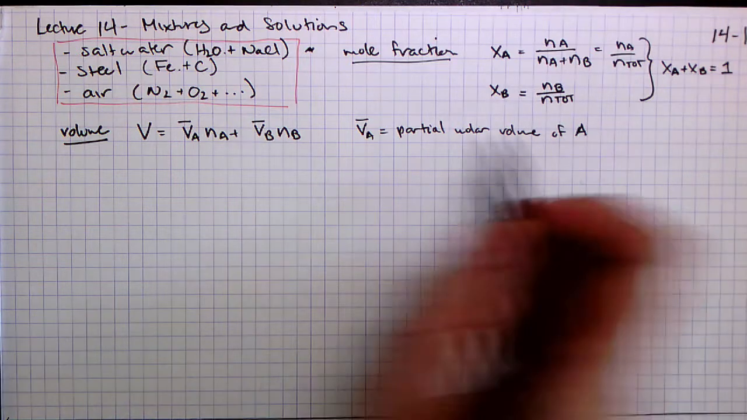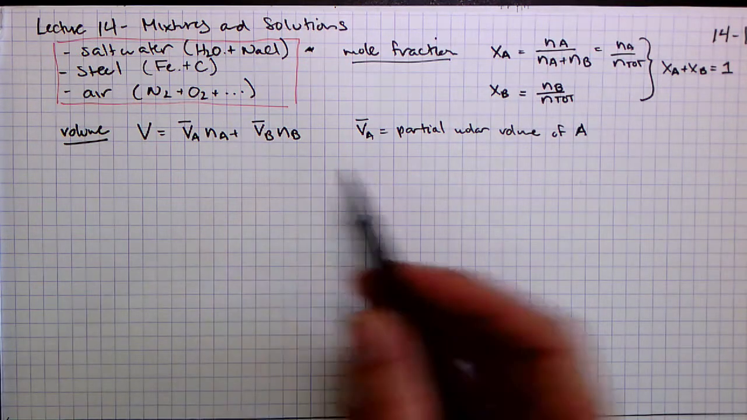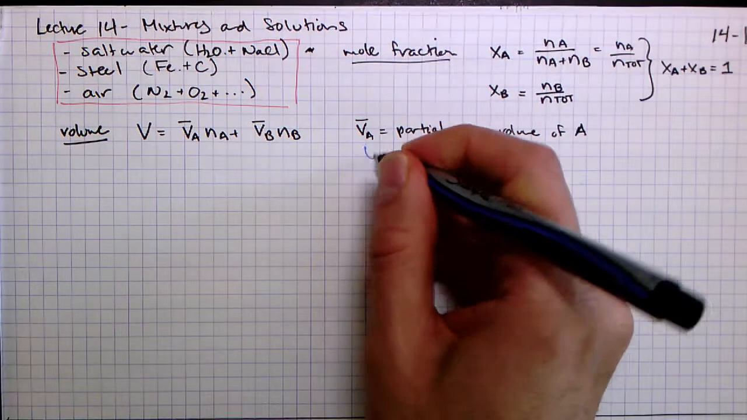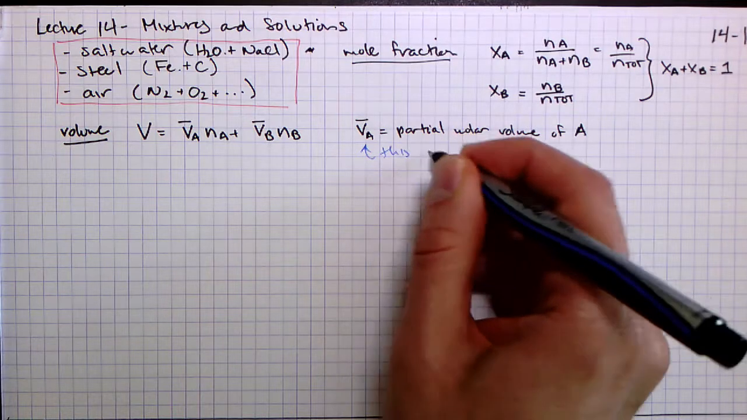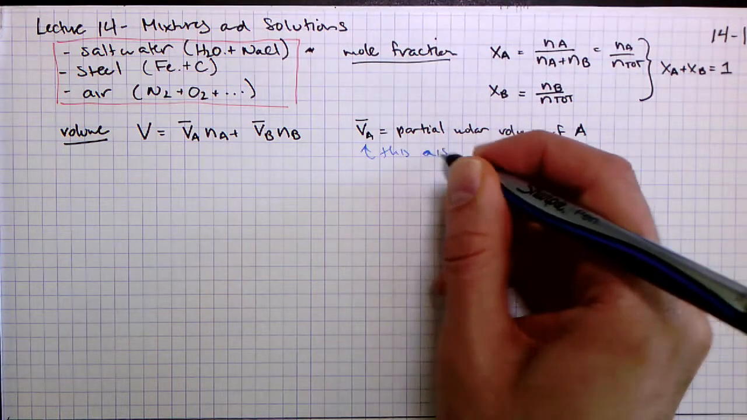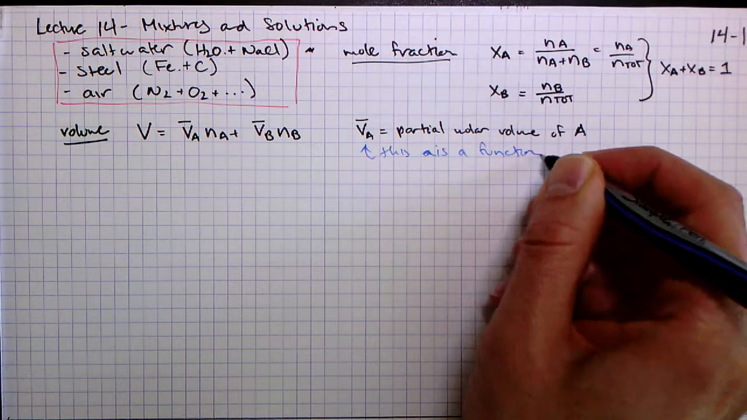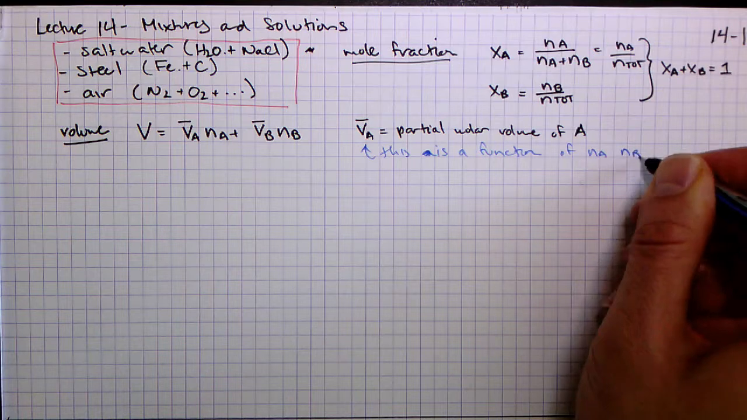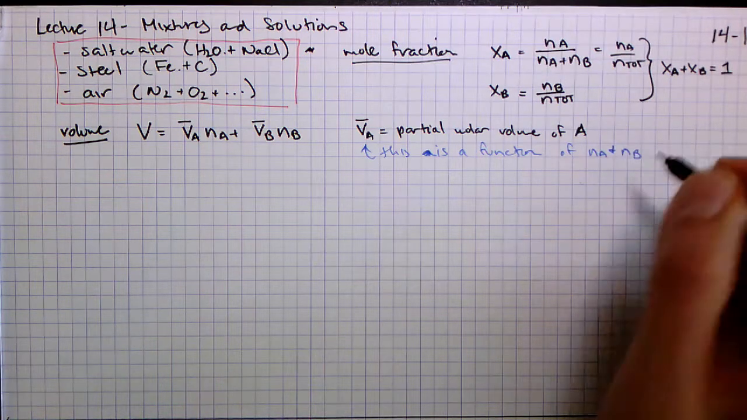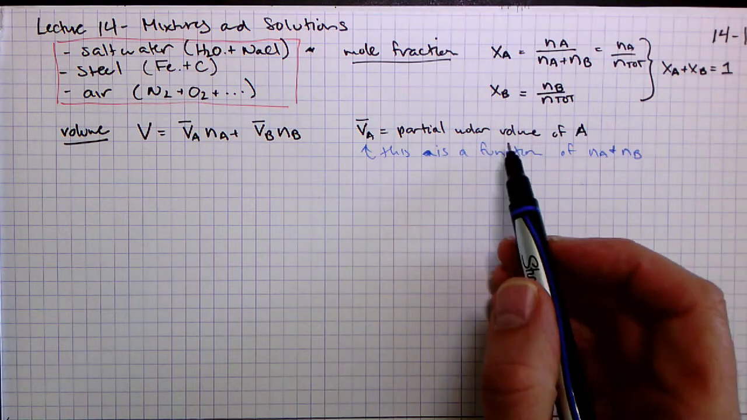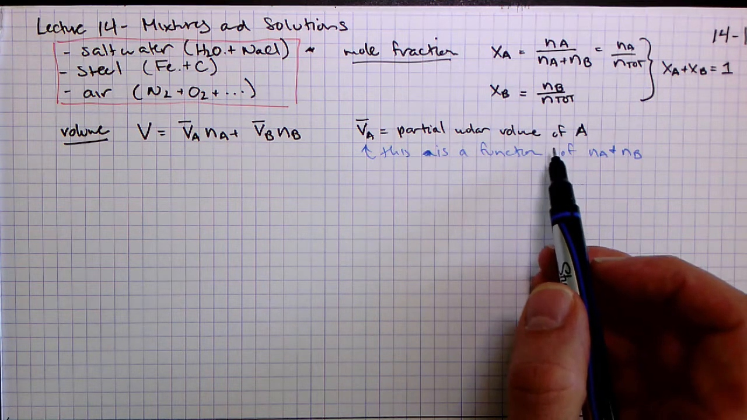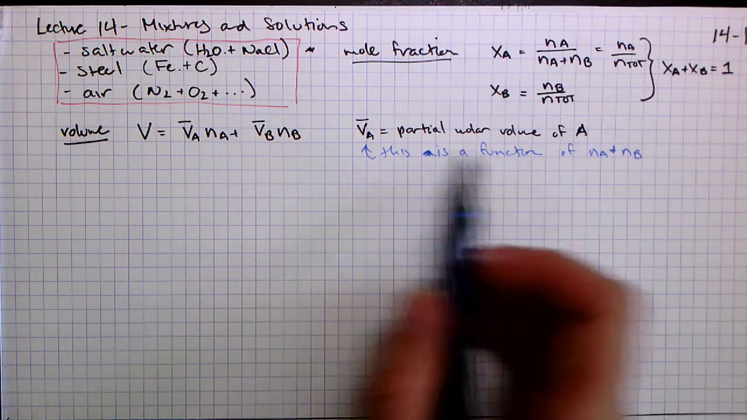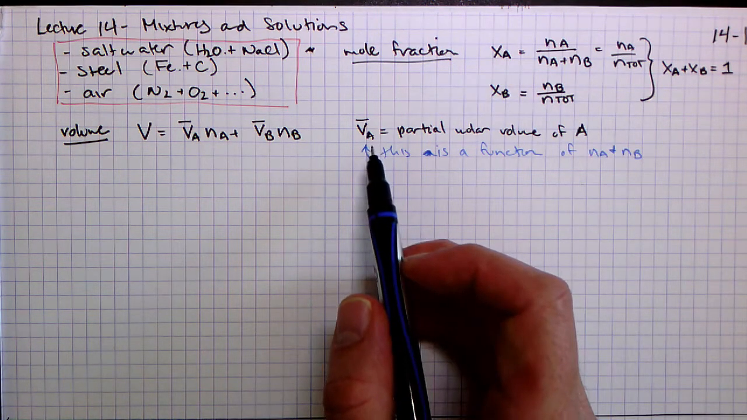And now the thing we have to note when we write down an equation like this is that in general, V bar A and V bar B are functions of NA and NB. That is, it's not to say that the partial molar volume of A is just a property of A. It depends on what you're mixing A with. So depending on how much A and how much B you have, A may have a different partial molar volume.